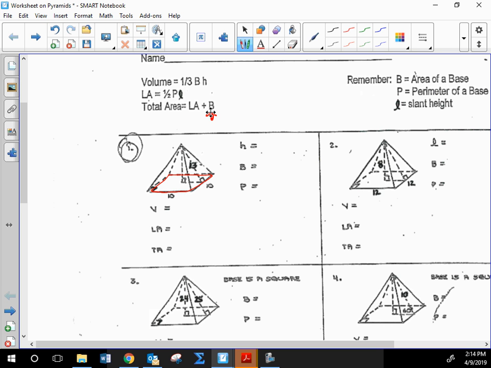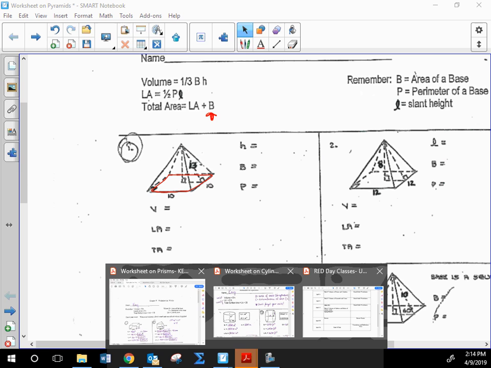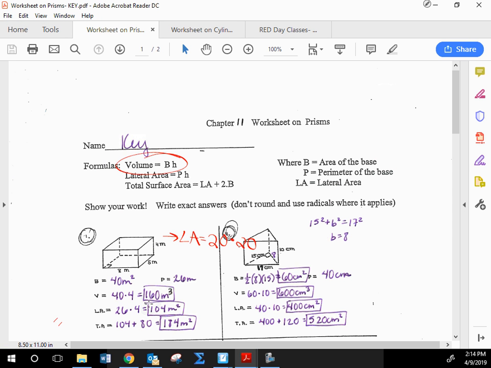Now my lateral area is a little different. My lateral area for prisms was simply perimeter times height. The reason for this is that if I look at my lateral faces, what shapes were all of my lateral faces? Rectangles. And the area of a rectangle was simply length times width or base times height. And if I were to look at all the bases of those rectangles, that was just the perimeter. So we had perimeter times height.